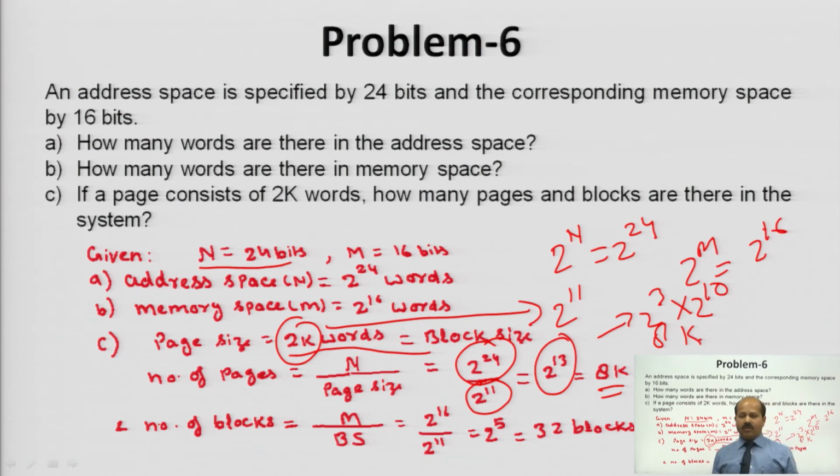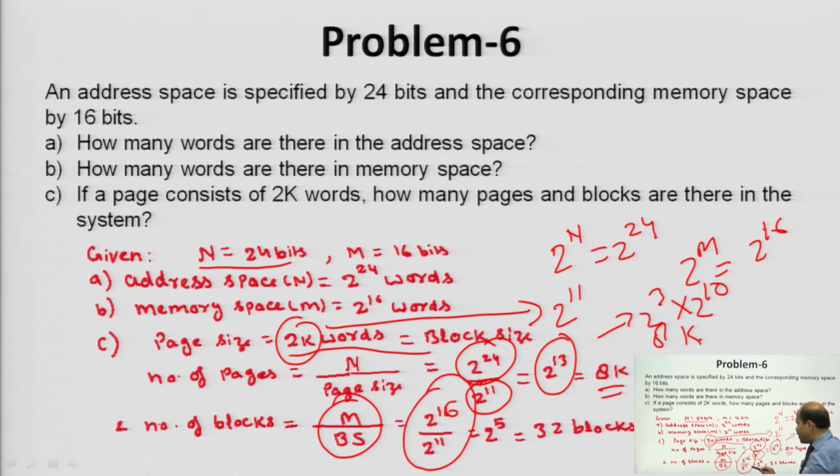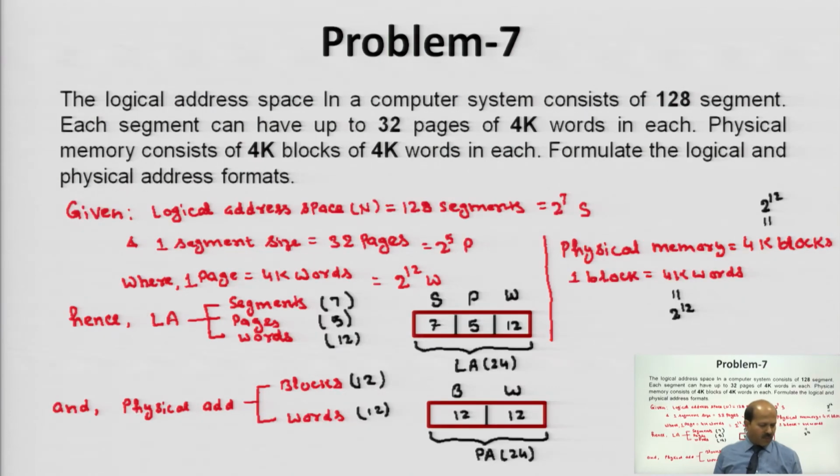Similarly, you can calculate the number of blocks using this formula: memory space divided by block size. Memory space is 2 to the power, this is wrongly written, this is 2 to the power 16, yes. Memory space we have already calculated as 2 to the power 16, and one block size equals 2 to the power 11, because 2K words is the size of block. So, 2 to the power 16 divided by 2 to the power 11 will come as 2 to the power 5. That means 32 blocks are there in the memory space. This way we can solve the problem related to virtual memory.